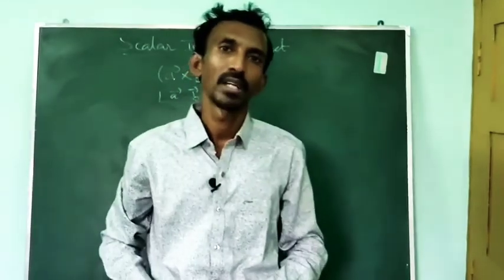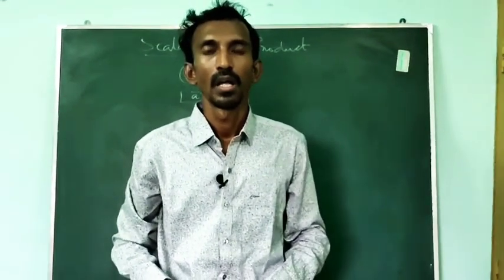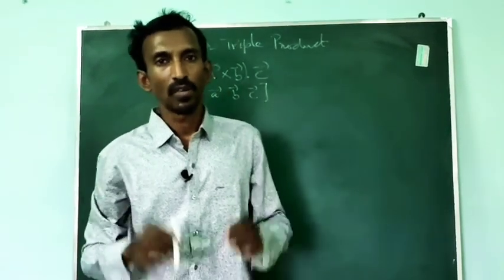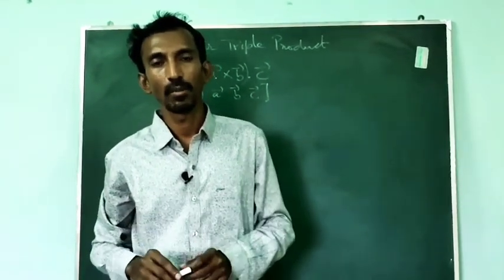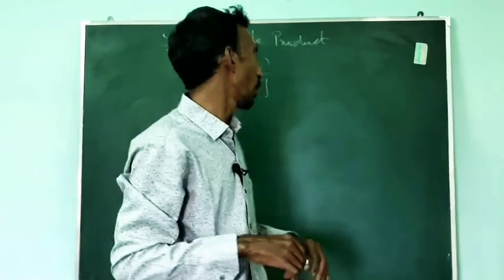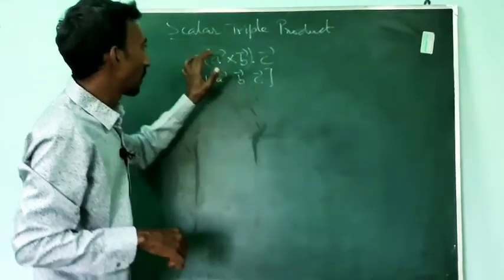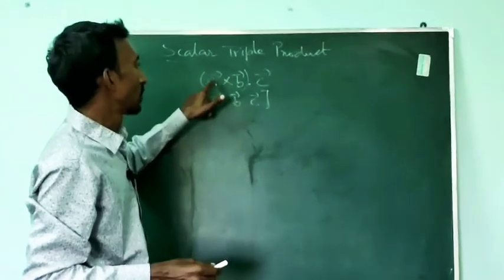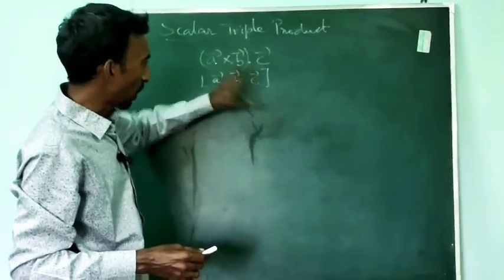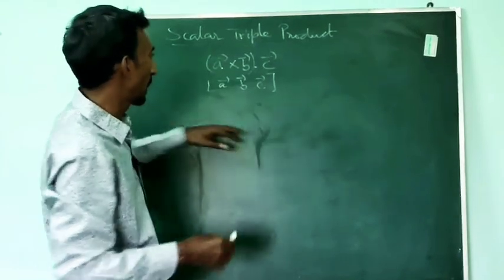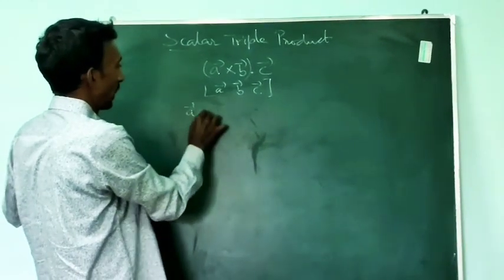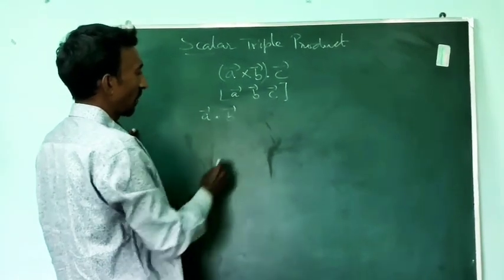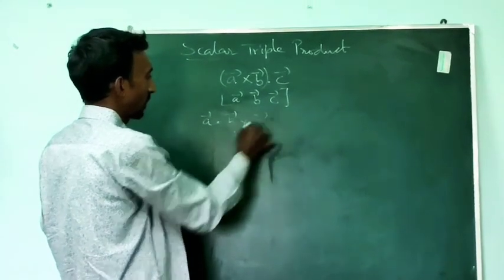Okay, my dear students, today we are going to solve the problems related to scalar triple product. First, we can see what a scalar triple product is. Already we know the product of two vectors, either A cross B or A dot B. So again we can apply scalar product or vector product. A dot B is a scalar value, again with the vector.